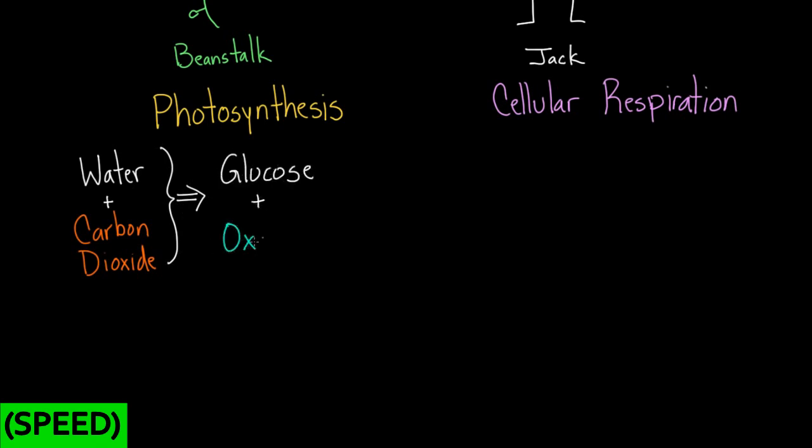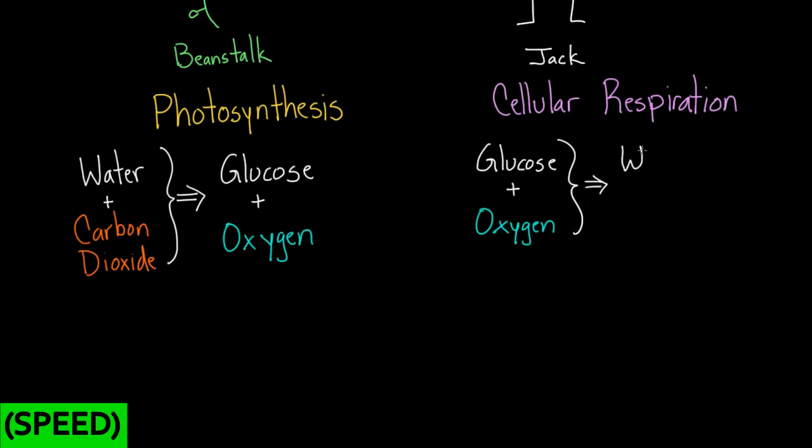So these are the inputs and outputs of photosynthesis, right? And on the other side, you've got something very similar. You've got inputs, you've got glucose and oxygen going in. You're going to start seeing some serious similarities here. So Jack is taking in those two things, and he's, of course, processing them, and he's putting out water and carbon dioxide. So this looks really, really nice, right?